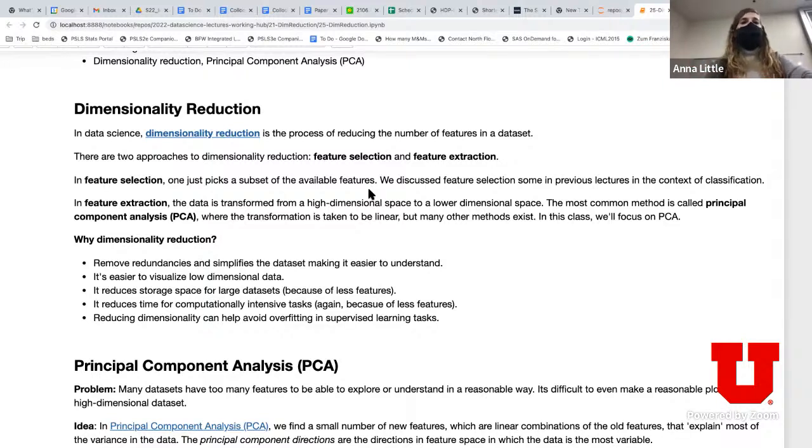On the other hand, in feature extraction, the data is transformed from a high dimensional space to a lower dimensional space, and PCA is the most common way of doing that. It's a linear method, although there are other nonlinear methods out there, but we'll mainly talk about PCA today. Okay, and we've got a question. Labels, yes, thank you. I'm just running a bit behind there, yes.